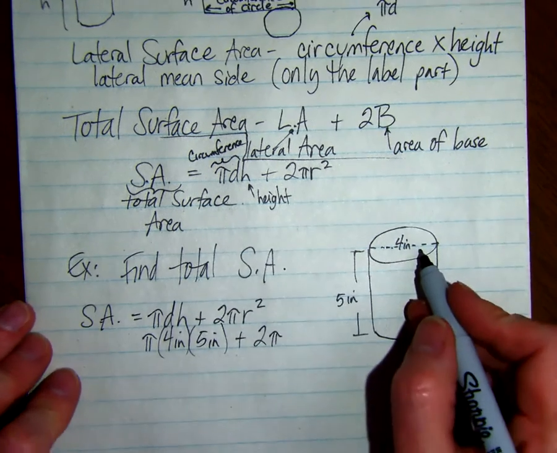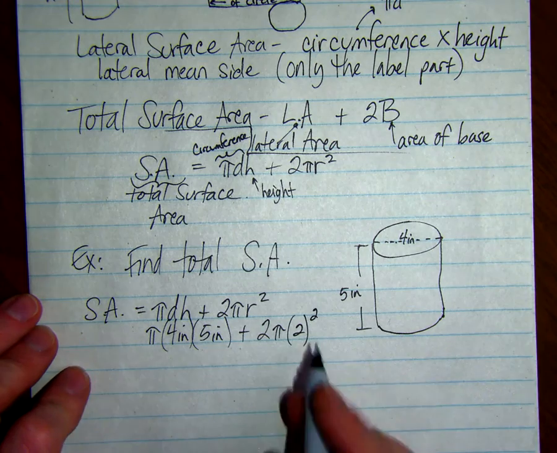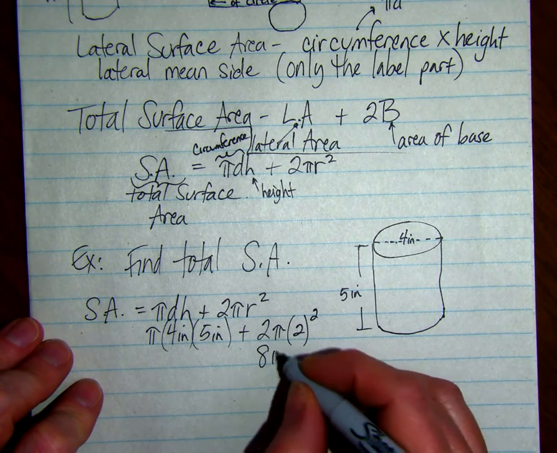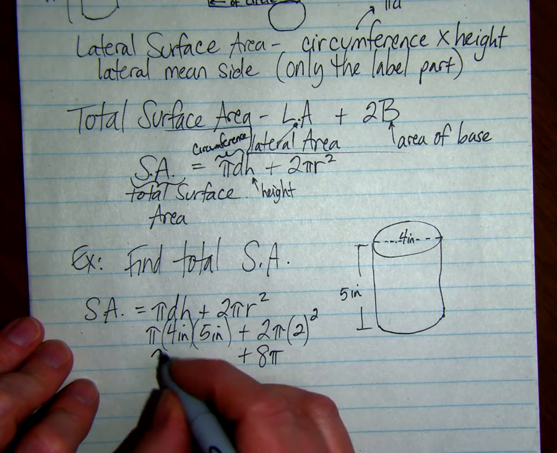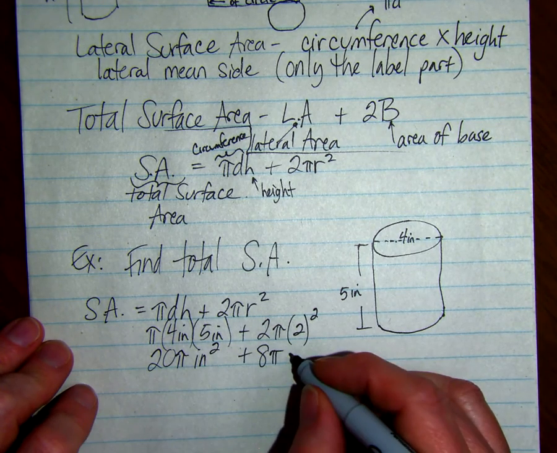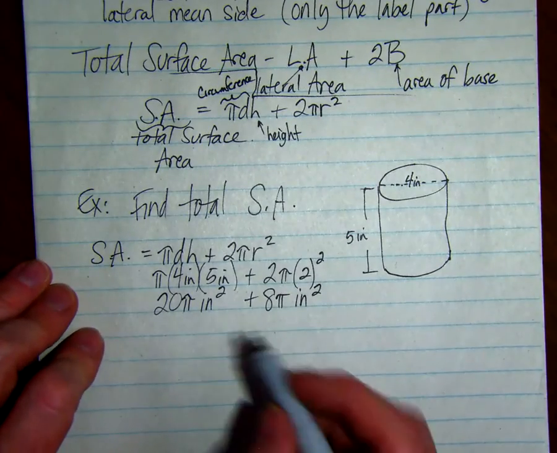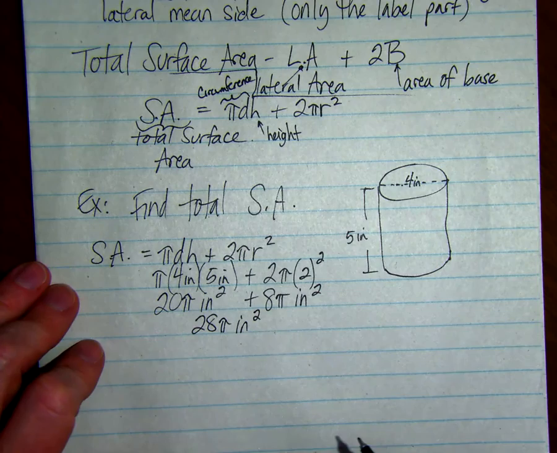Now the radius is 2, so when we take the radius and square it, we'd get 4 times 2 is 8 pi, and 4 times 5 is 20 pi. So we have 20 pi inches squared plus 8 pi inches squared, and if I add those two together, I get 28 pi inches squared.